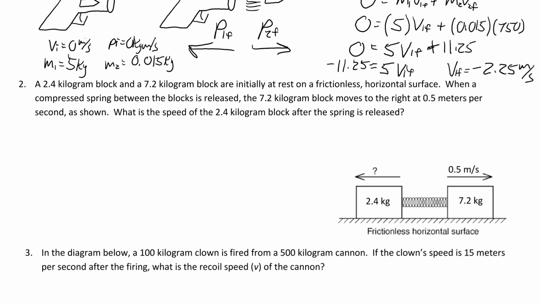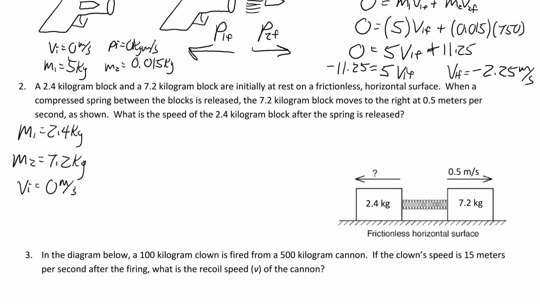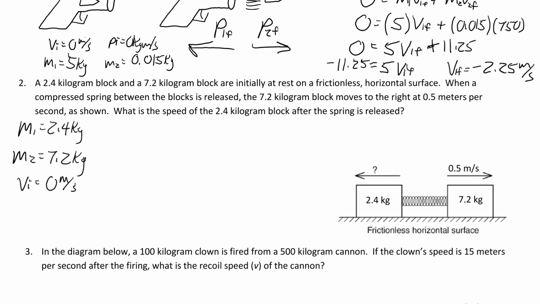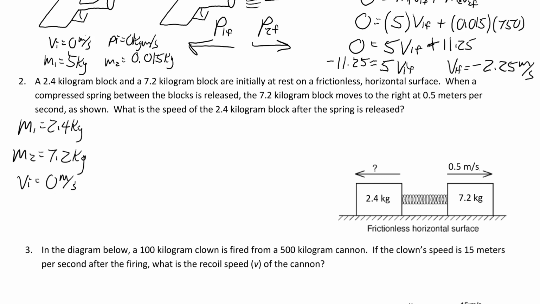Number 2 says a 2.4 kilogram block, so M1 is 2.4 kilograms, and a 7.2 kilogram block, so M2 is 7.2 kilograms, are initially at rest, so VI is equal to 0. It's like the gun and the bullet were at rest before, so the total momentum for the system is still 0. And they're on a horizontal frictionless surface.